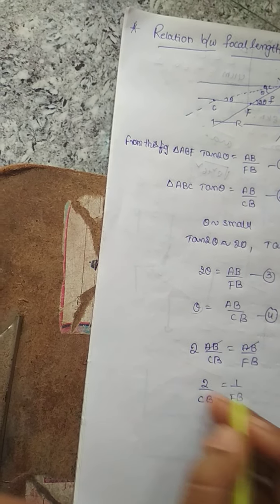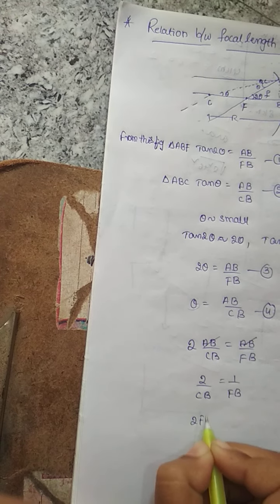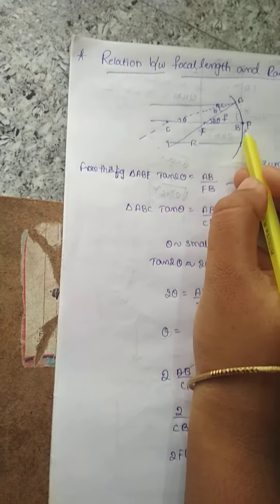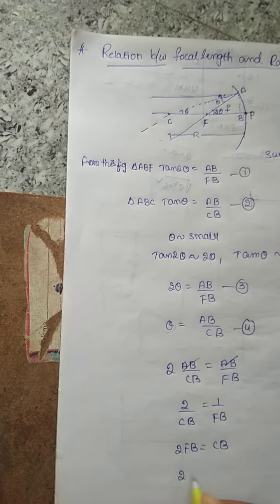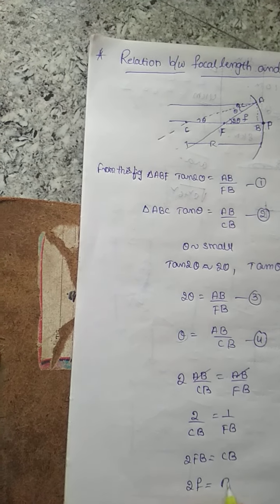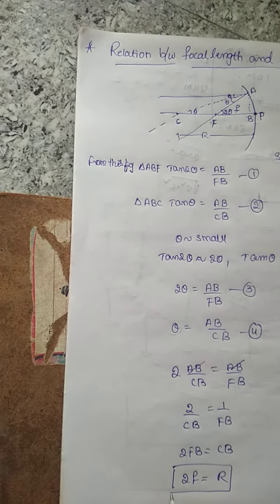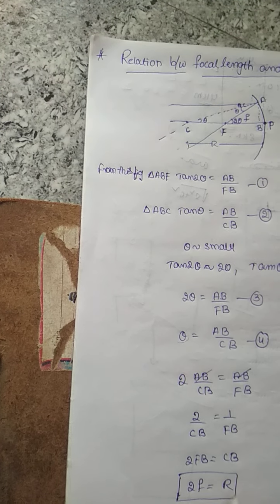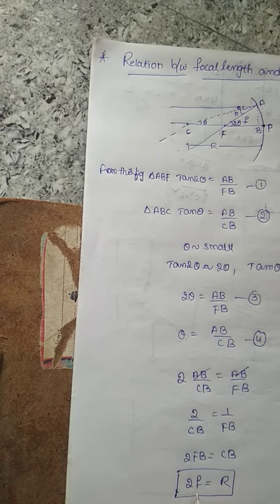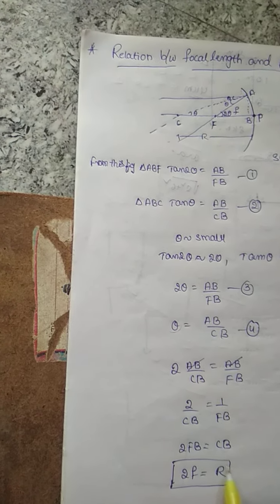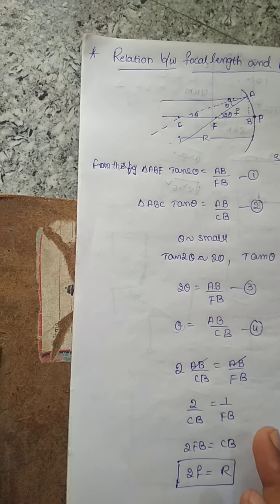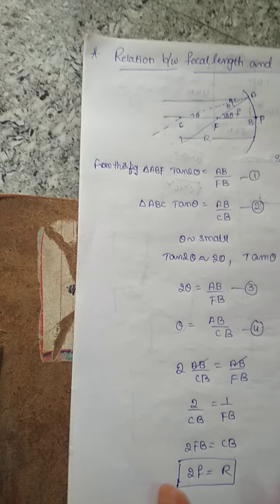By cross multiplication, 2 FB is equal to CB. What is FB? FB is nothing but the focal length. So 2F is equal to CB, and CB means R. So this is the relation between the focal length and radius of curvature. This equation tells that the radius of curvature is equal to twice the focal length. This is very important for IPE and also for spherical mirrors.